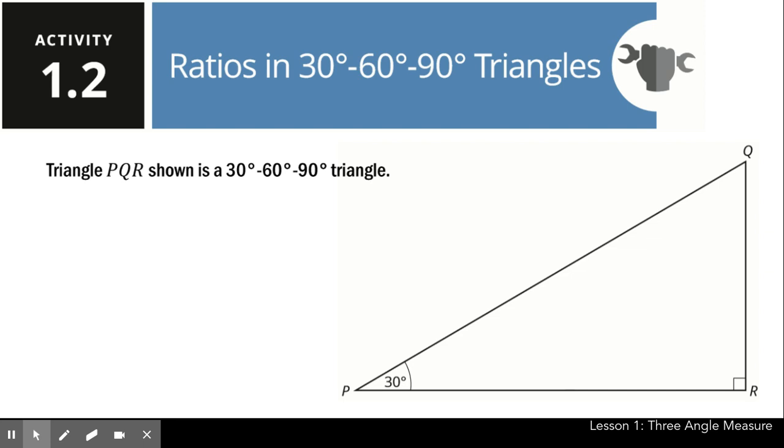All right, moving on. Ratios in 30, 60, 90 triangles. So this is activity 1.2. This is on page 128. So again, we've been exposed to 30, 60, 90 triangles. So we've got this 30, 60, 90.